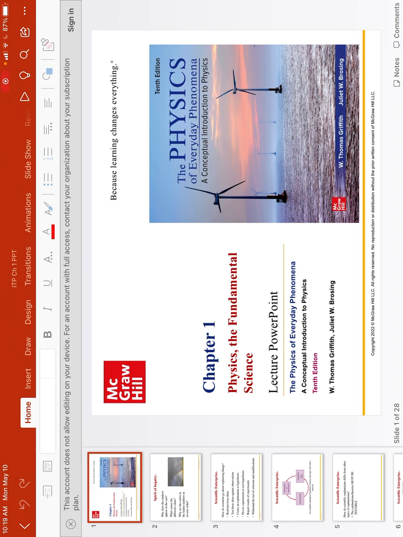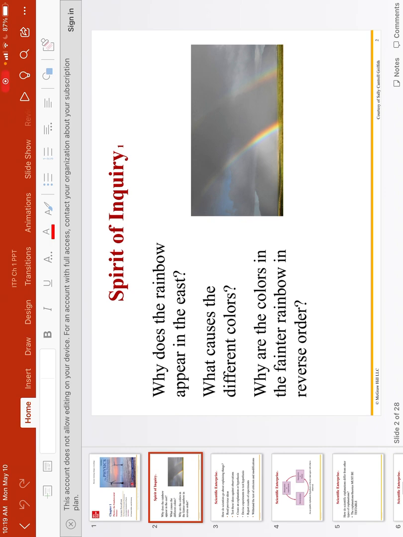So physics, what is that? Well, this chapter goes over the general idea of what physics is. And this first slide is just asking, well, what is a rainbow? Or why are there different colors? Well, that has to do with physics, and that has to do with different energy and light.